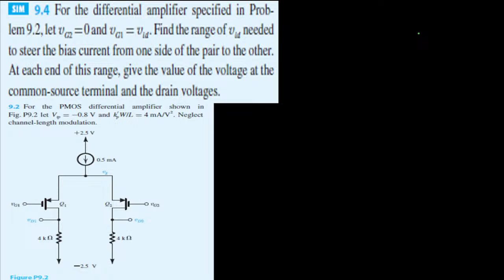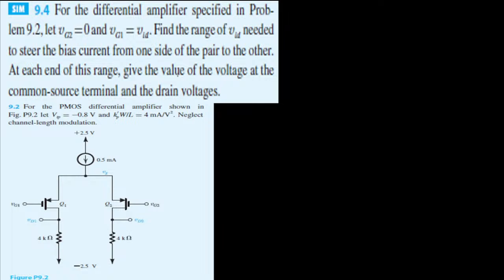Asking for the differential amplifier specified in problem 9.2, let vG2 is equal to 0, vG1 is equal to VID. Find the range of VID needed to steer the bias current from one side of the pair to the other. At each end of this range, give the value of the voltage at the common source terminal and the drain voltages.